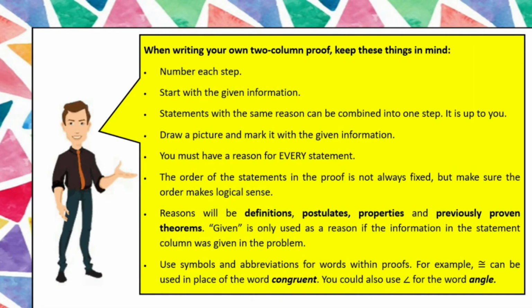So, those are the samples on how to prove two triangles are congruent. When writing your own two-column proof, always keep these things in mind. First, number each step. Then, start with the given information. Third, statements with the same reason can be combined into one step. It is up to you.